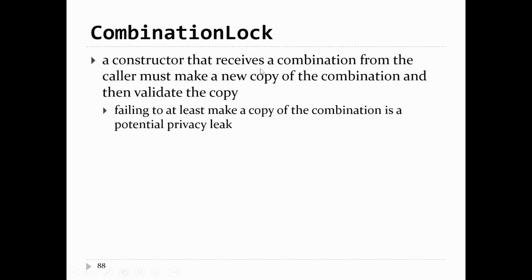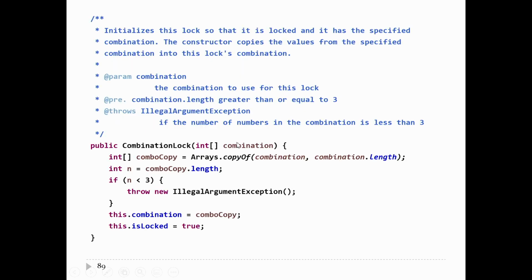Now, any constructor that receives the combination from the caller has to make a new copy of the combination and then validate the copy. So what does that mean? If someone passes in an array containing the combination, what you must not write is this.combination = combination. Because when you write that, you're saying the array this.combination is the same array as the incoming array. It points to the same array, which you don't want to do. What you want to do is make a new array, and copy the numbers in the incoming array into your new array.